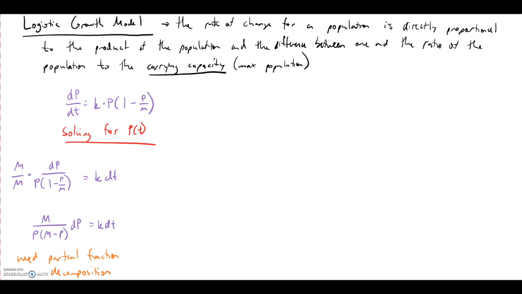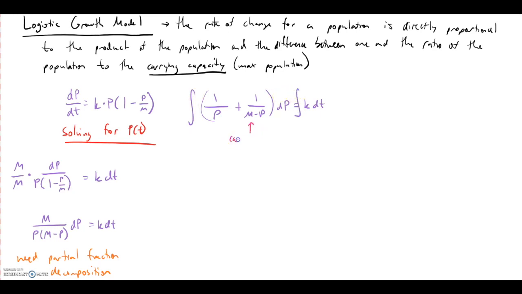Now, I'm not going to show all the steps to this decomposition, I'm only going to show you the end result, that fraction would separate into 1 over p plus 1 over m minus p. I leave proving that to you if you really care about it. And this will still equal k times dt. And now we can integrate both sides.